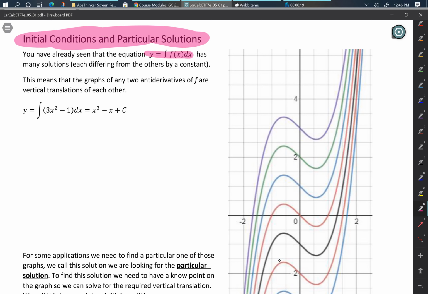integrand f of x, and that it has many solutions, and that those many solutions always differ by a constant. And we talked about this before: basically, these graphs are just vertical translations. So for example, if we say that y is equal to the indefinite integral, there's my operator, of the expression 3x squared minus 1, that indefinite integral is going to be x cubed minus x plus c, where that c is going to just yield some sort of vertical translation.